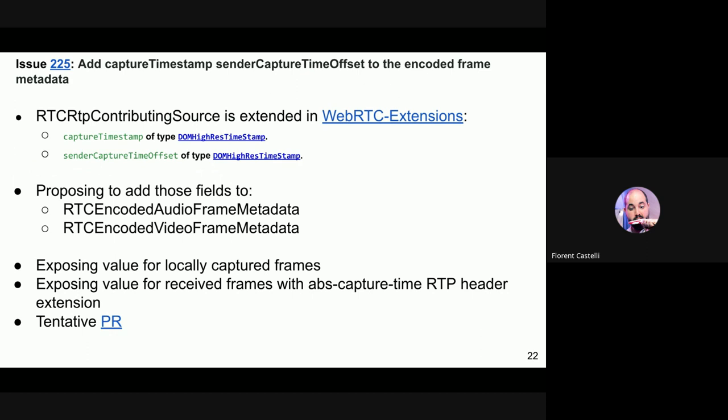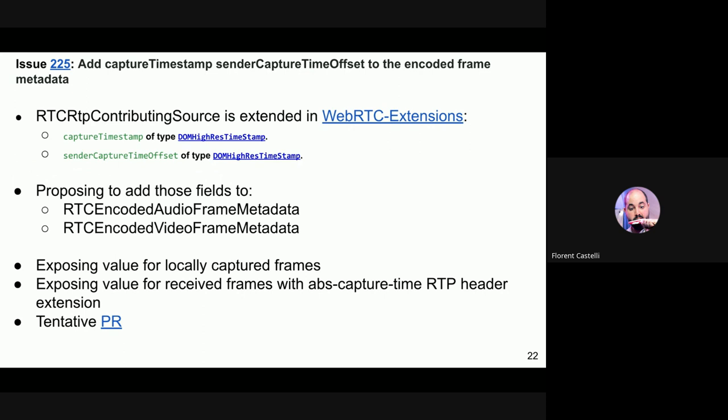This is when we have frames that we receive, that we can transform through the API. We receive a frame with some metadata that has an RTP timestamp, which is very useful, but it doesn't have any other information. We solved that in the WebRTC extensions, which is a separate specification, by adding information that is contained within the RTP header extension called captured time, which has information about the captured timestamp, when the frame was captured, and a clock offset that helps you understand this value. So we added that to the RTC RTP contributing source, which is great.